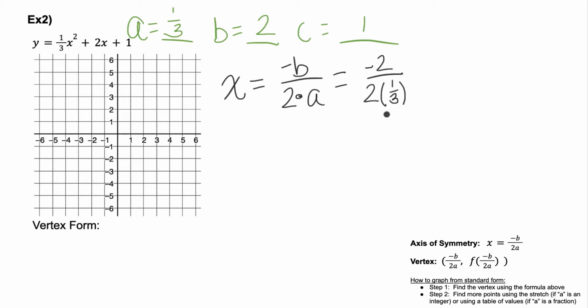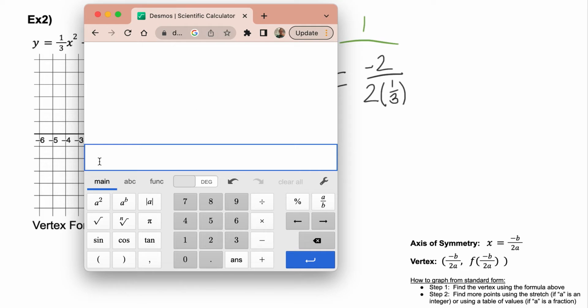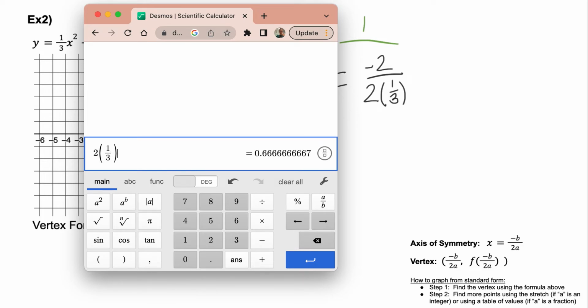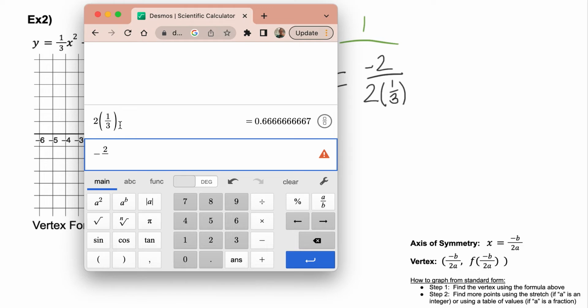Now we have a few options here. If you can do this without a calculator, that's awesome, and you should. But today I'm going to just use a calculator. So I've got my Desmos scientific calculator here, and what I'm going to do is simplify the bottom first. So I'm going to do 2 times 1/3, and that's going to give me kind of a gross fraction. That's okay. What I want to do is -2 divided by that number. So I'm going to now take this -2 and divide it by what the bottom equals.